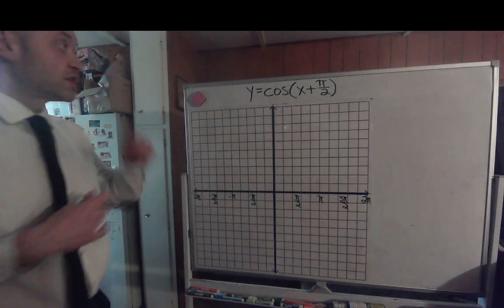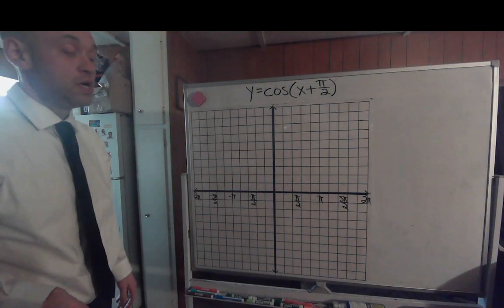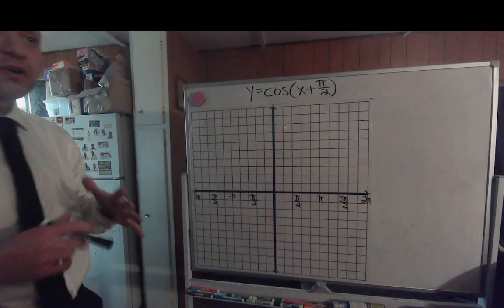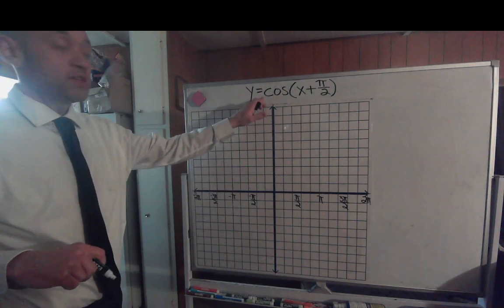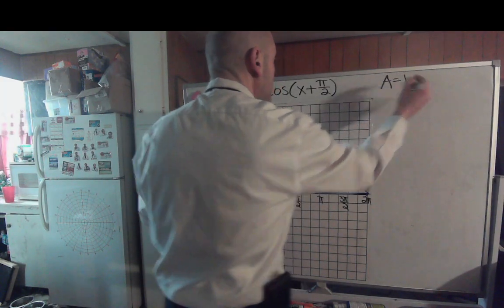All right, so we have the cosine of the quantity x plus pi over 2. So this time you have the cosine of a quantity. Well, again, let's go for your amplitude. What is your amplitude? The coefficient on the cosine is +1, so your amplitude's still 1.